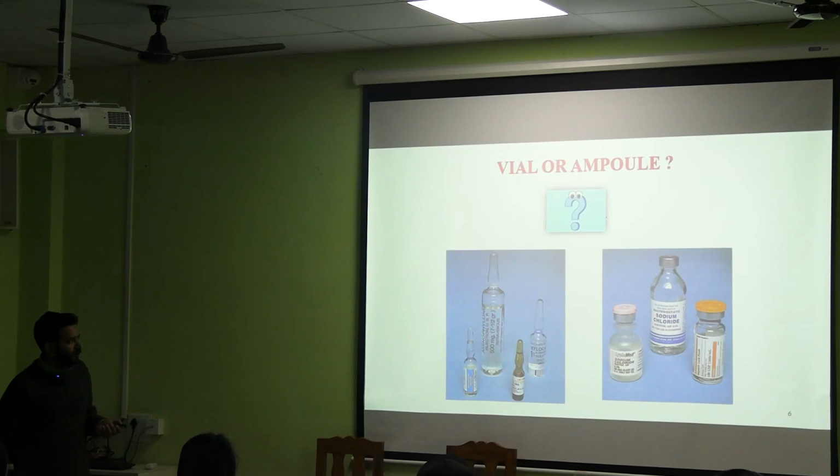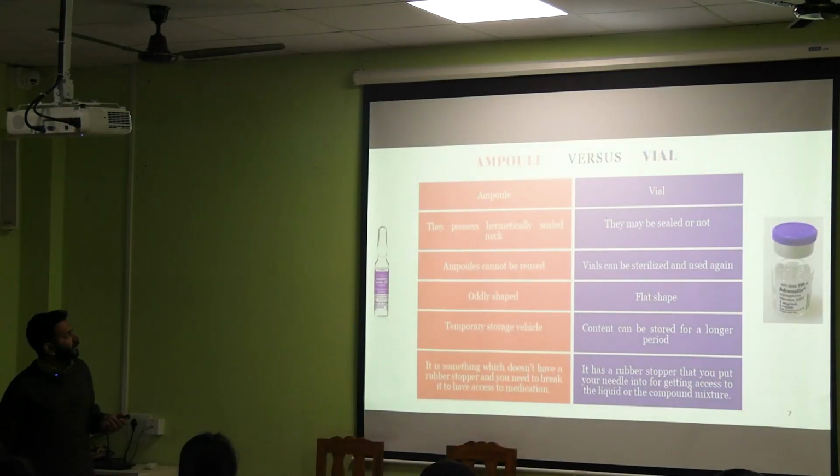So this is vial or ampule. Which one is vial? Which one is ampule? This is ampule, and this is vial. What are the differences? Ampules possess a hermetically sealed neck. You see, the neck is sealed completely. Vial may be sealed or not. Ampules cannot be reused. Vials can be sterilized and used again. This is oddly shaped, and this is flat shaped.